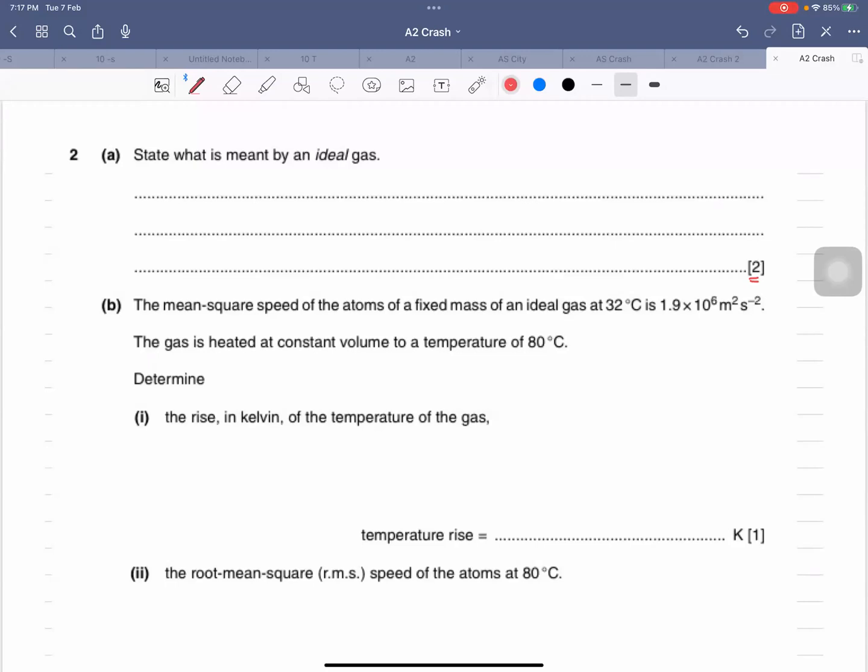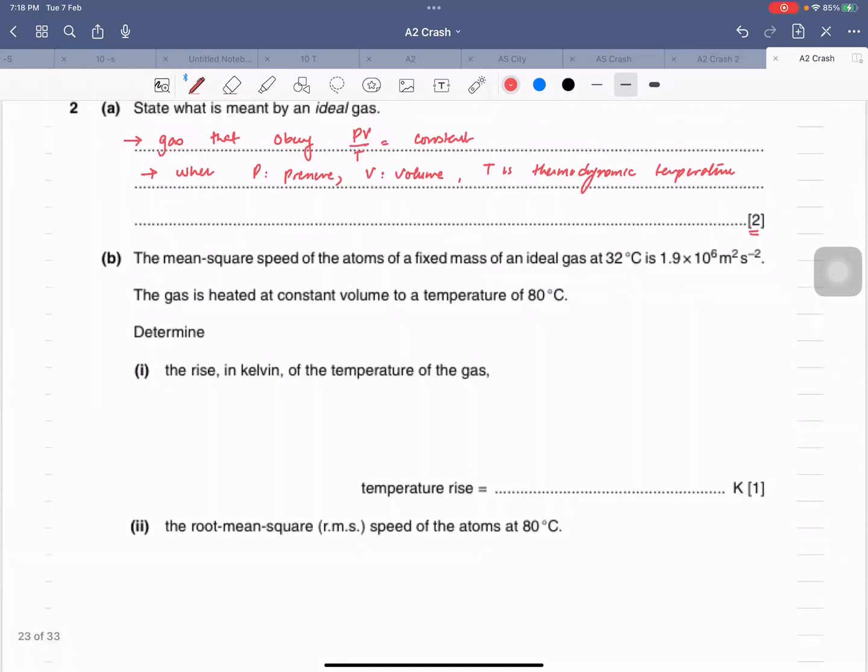So ideal gases means that gas that obeys PV over T equals a constant, where P is pressure, V is volume, and T is thermodynamic temperature. Okay, so that's what you're going to write. You'll get 2 marks.